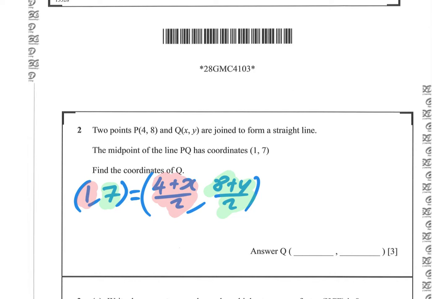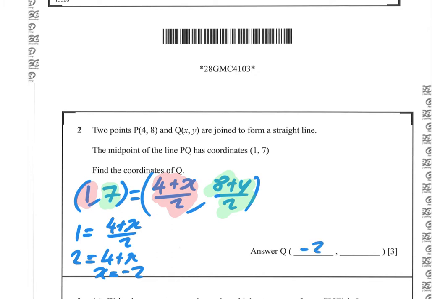So you can say 1 equals 4 plus x over 2. So that's a two-step equation. And we will bring the 2 across. 2 then is equal to 4 plus x. And a wee bit of working out then means your x is equal to minus 2. So x equals minus 2.